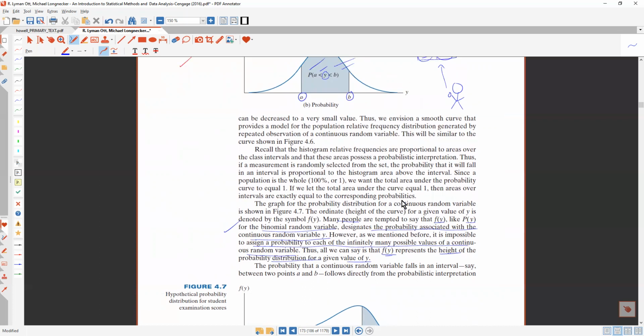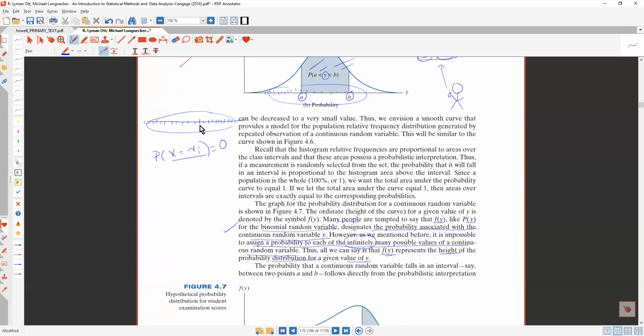Now, this idea that we have infinitely many possible values means that there's an infinite number of values along that line. If you were to try to reach into that line and select one of those values, well, the probability of selecting any particular value is equal to what? It's equal to 0.